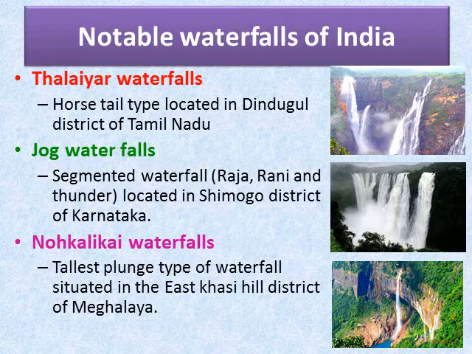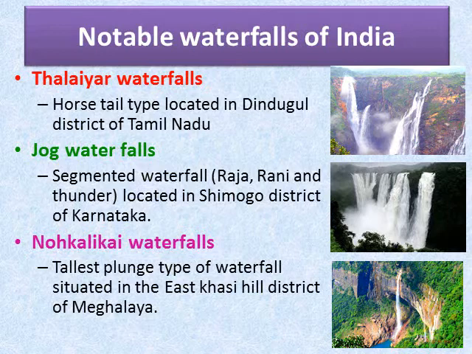A segmented waterfall is one in which one waterfall becomes two or more. When that happens, it is called a segmented waterfall. A segmented waterfall occurs when water finds more than one course along its downhill journey, forming distinct flows of water. Raja, Rani and Thunder, located in Shimoga district of Karnataka.